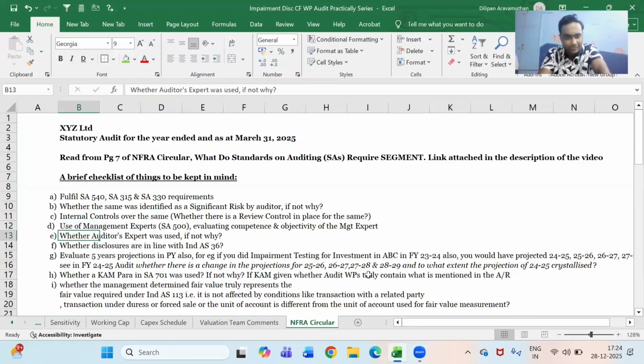That is something you need to do again. And whether the auditor's expert was used, yes, we use our auditor's expert in-house within our firm. And whether disclosures are in line with Ind AS standards. For this, I will show you a sample annual report where they have given the disclosures, which you can see.